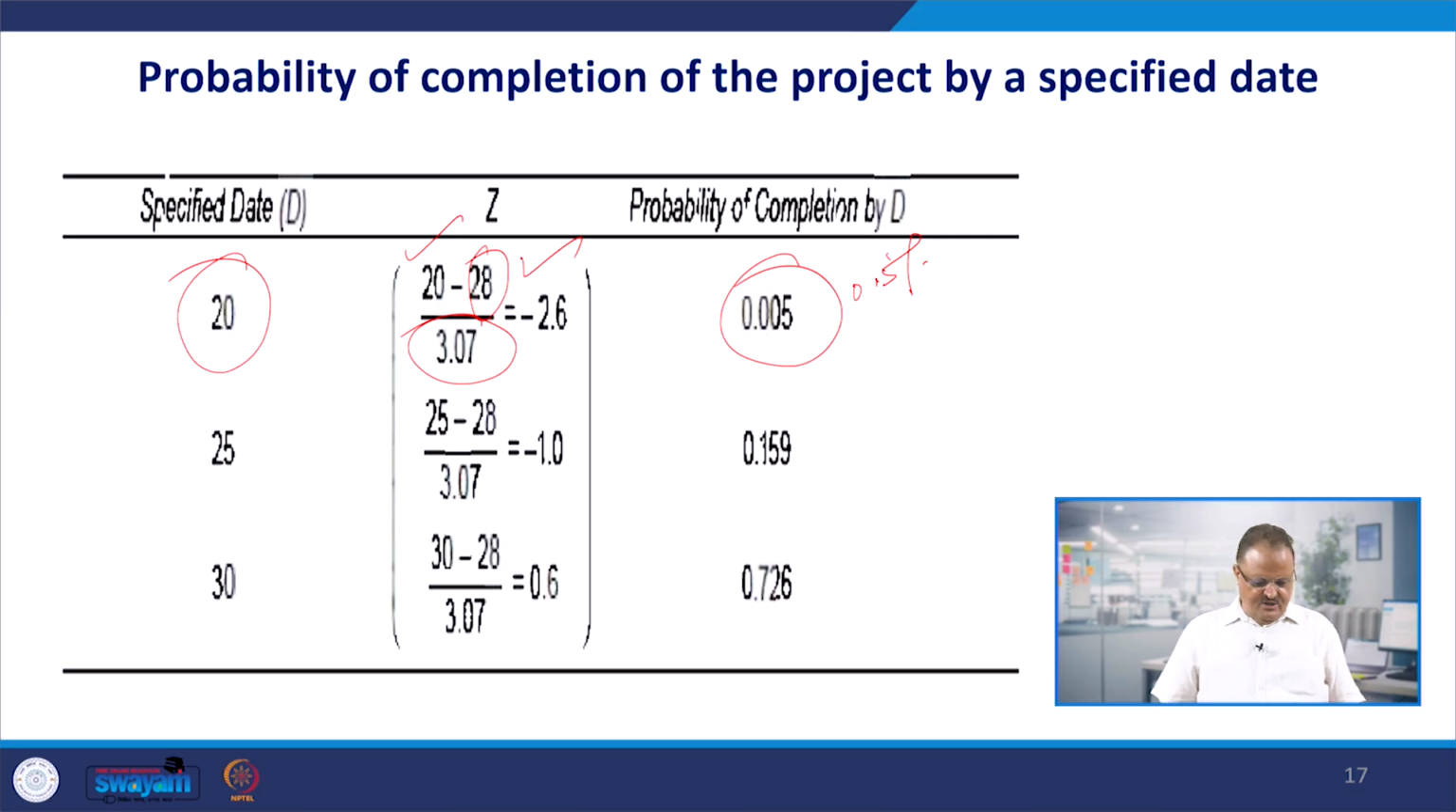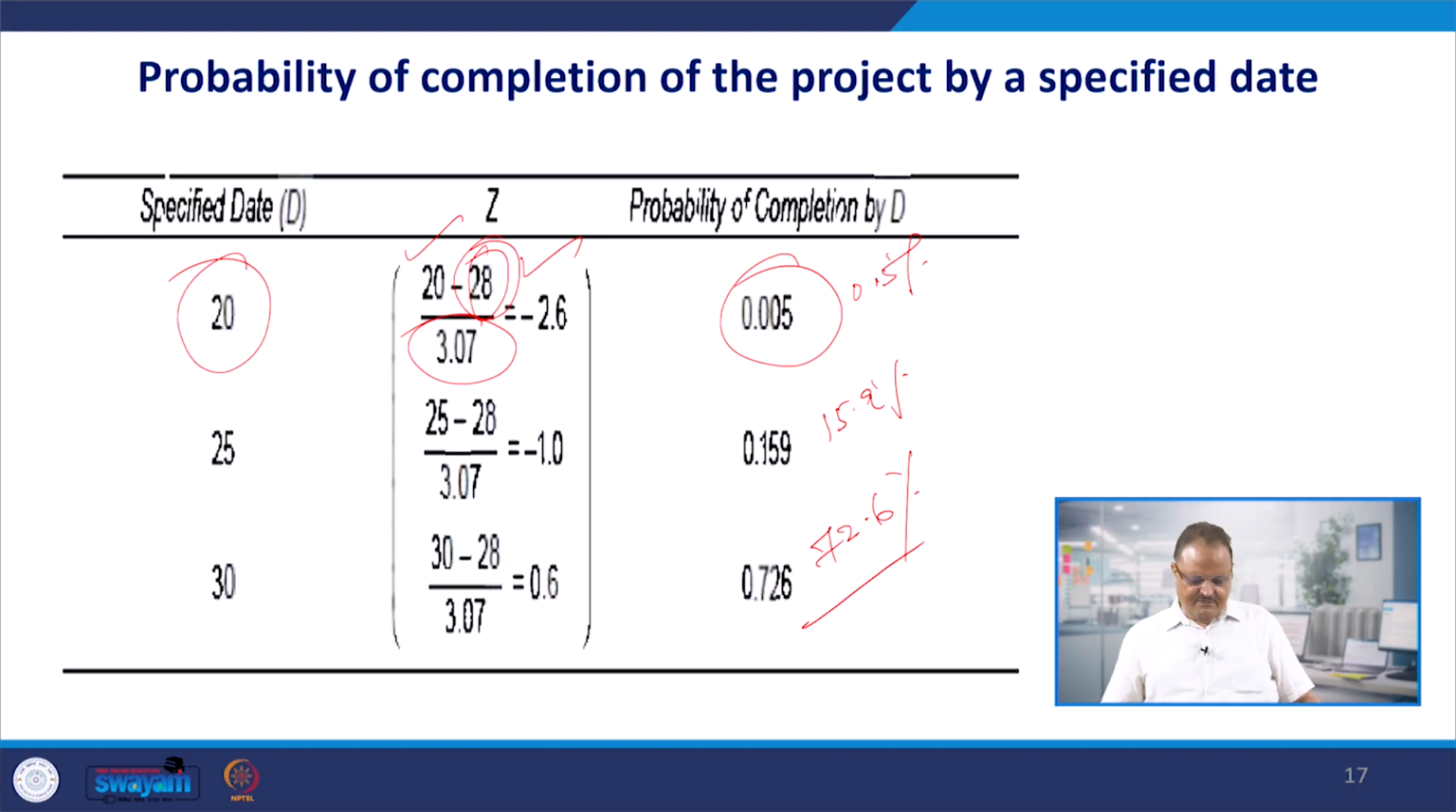If you say that the project will be completed by the 25th, the probability comes up as 15.9%, and if you say it will be completed by the 30th, the probability is 72.6%. So the nearer the date is to the average value of the duration, the higher the probability of completing the project.